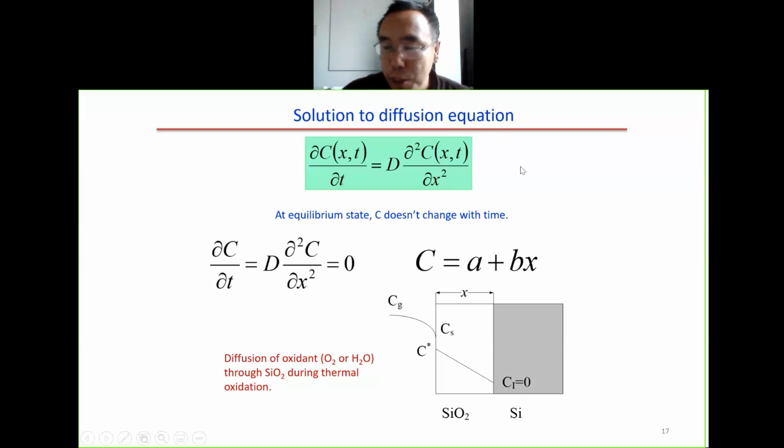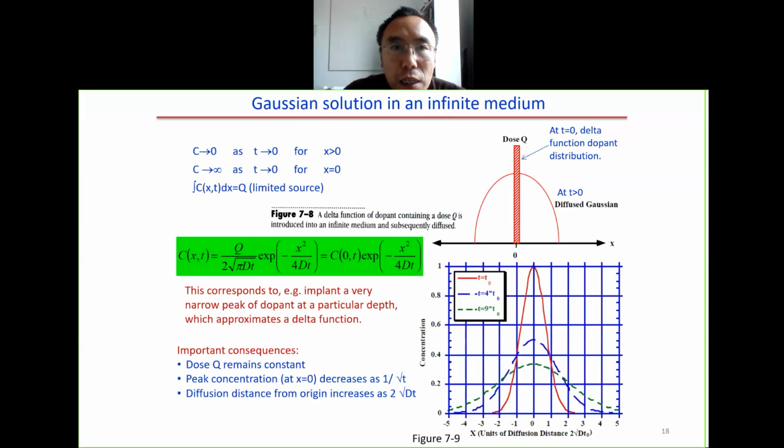So last time we solved this diffusion equation for the case of the Gaussian solution in an infinite medium. We approximated this dose Q as a delta function. This corresponds to the case of implanting a very narrow peak of dopant at a particular depth. And now we will look at other cases.